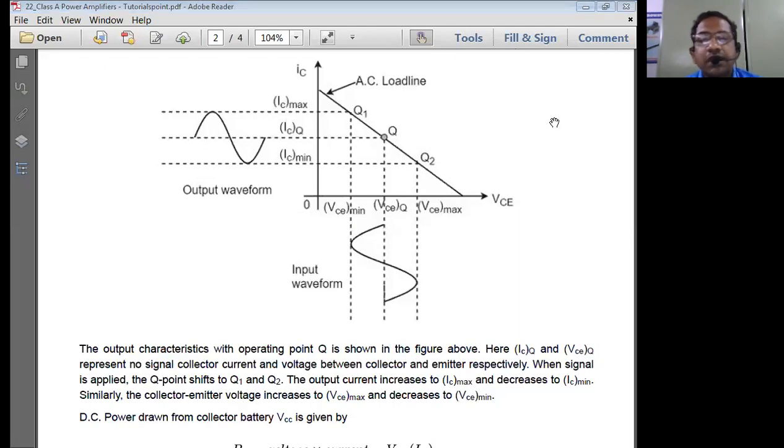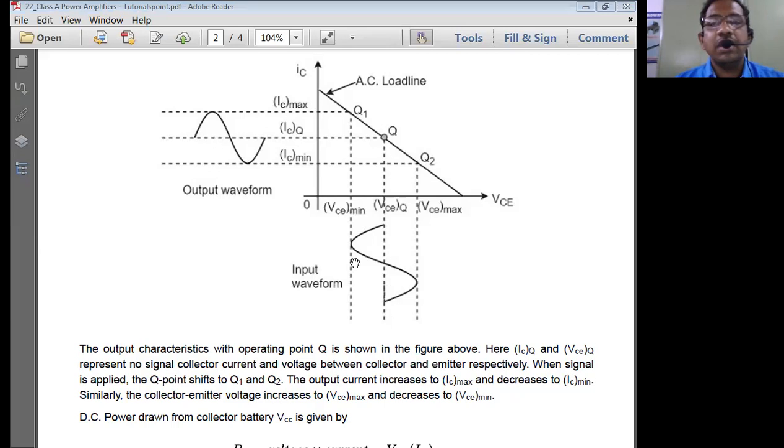What we have seen is that when we give the input signal, which is AC in nature, we get an AC signal as the output. Across the output terminals, we get the AC voltage like this, and the current something like this. Both of them are going to be inverted in nature.